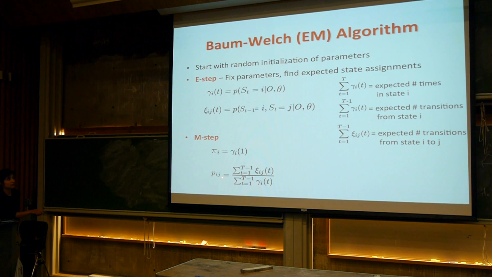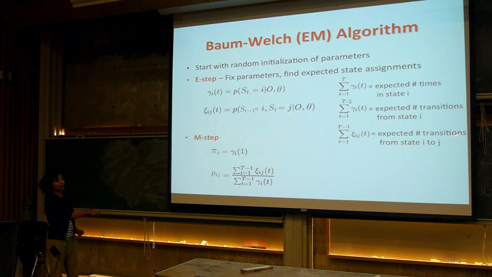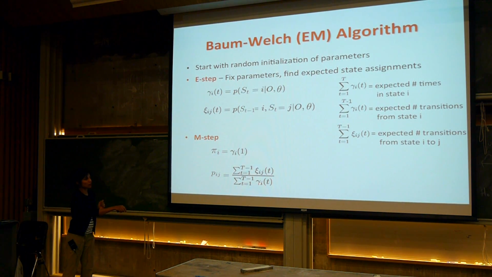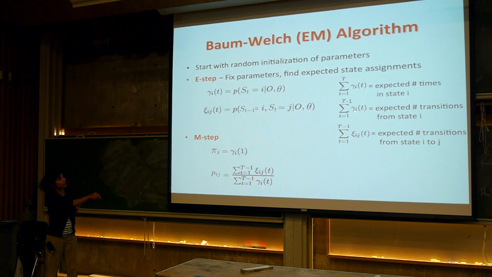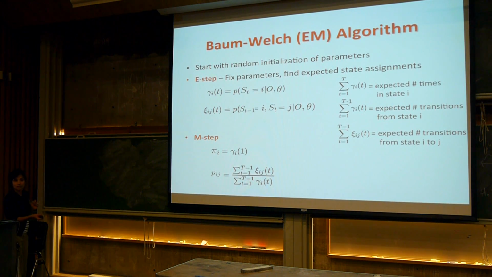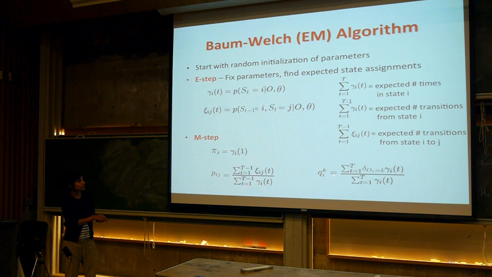The transition probability is the probability that you transition from state i to state j. You can just take the expected number of transitions from state i to j, divided by how many times you actually left state i. These are the two quantities we have defined above. You just take their ratio, and that gives you an estimate of the probability of transitioning from state i to state j. And you can do something similar for the emission probability.